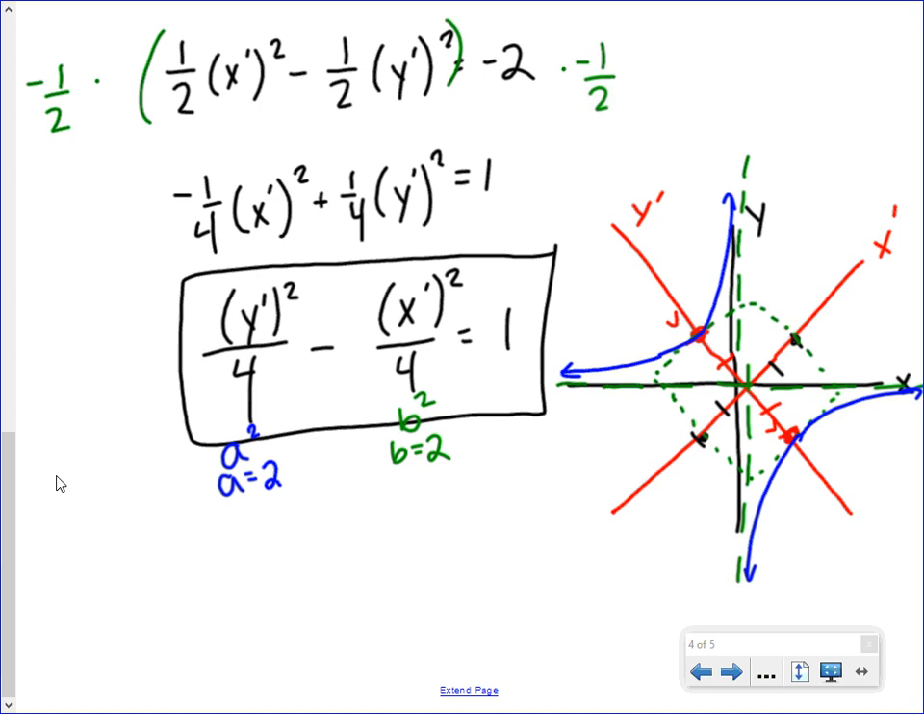It just looks weird. But if you have your paper and you rotate it, it's nothing different than what we did to graph a regular hyperbola. You're just doing it on the new set of axes.